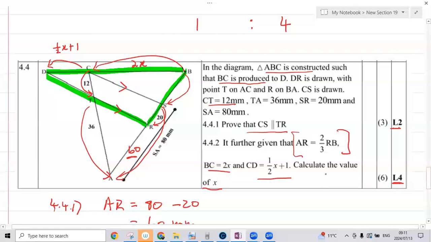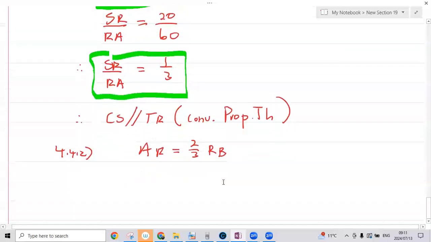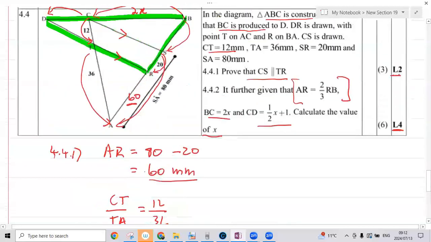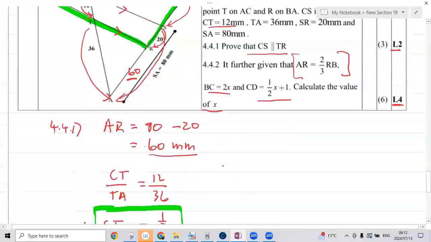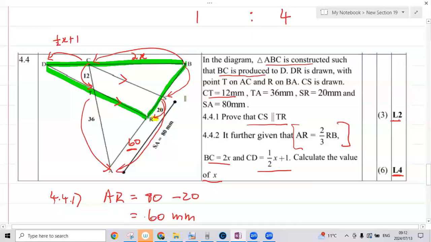So 4.4.2, we'll start off our solution as follows. First thing I'll write is AR equals 2/3 of RB. So what is AR? That's why it's so important for us to update our diagram. AR is 60, equals 2/3 of RB. And we said that RB is this side here. The whole of RB is there. And RB is going to be 20 plus BS.